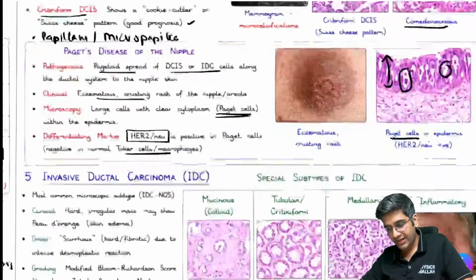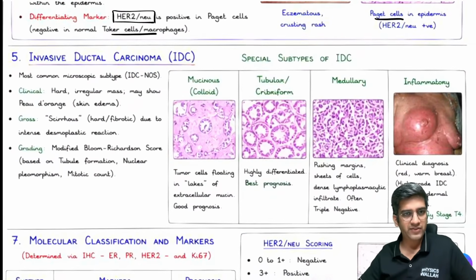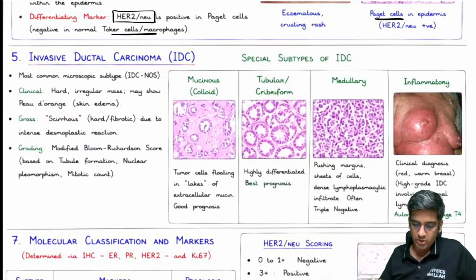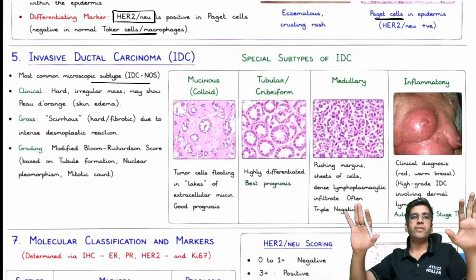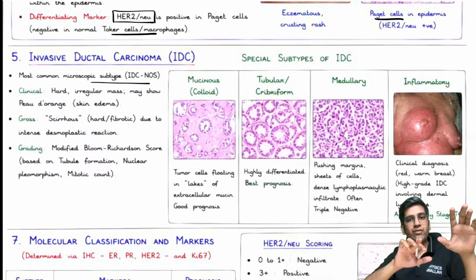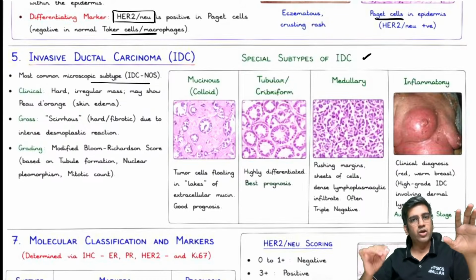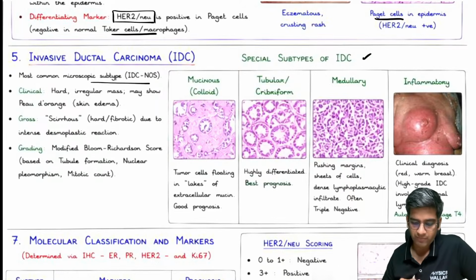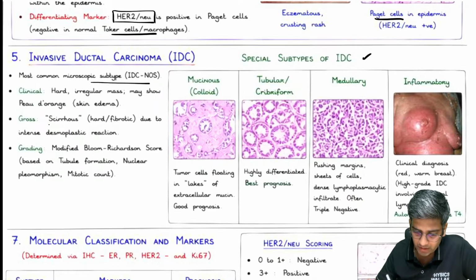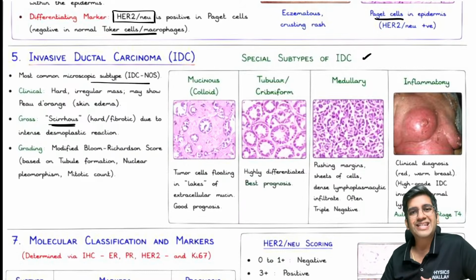Then we have IDC. IDC is the most common type of cancer. In that, IDC NOS, not otherwise specified, is the most common microscopic subtype. We grossly divide them into IDC NOS, lobular. Then we have special types. We have special subtypes of IDC, which are different compared to no special type. Fine. So here, grossly, IDC is also called a scirrhous carcinoma.